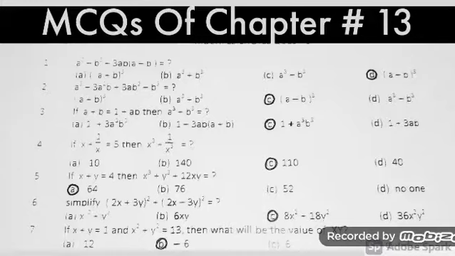Statement 6 is 2x plus 3y whole square plus 2x minus 3y whole square is equal to what? In this question, we will use the formulas of a plus b whole square and a minus b whole square, because there is a square in this question.